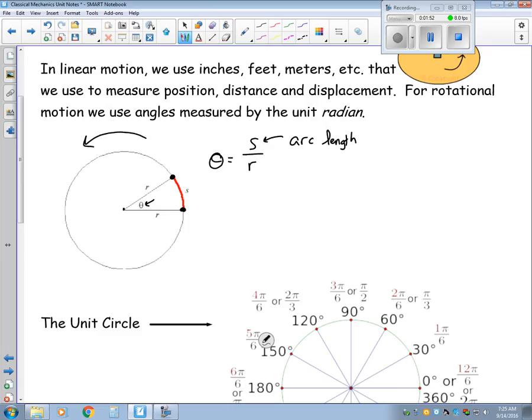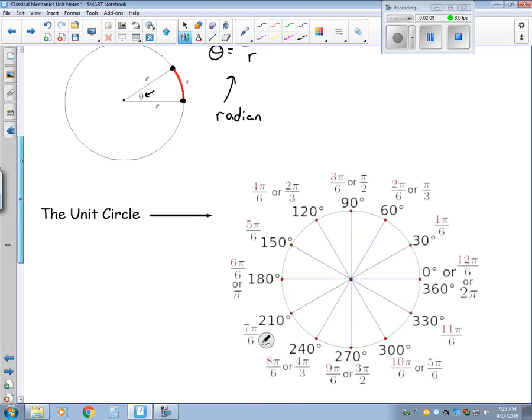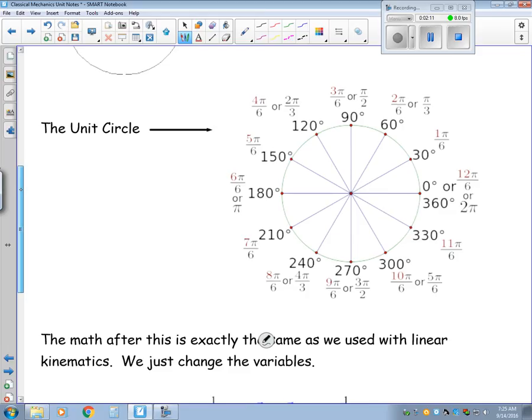So since they're unitless, we have to give them something. Well, we call them a radian. So this formula is the definition for a radian. One of the common tools we have then is something called a unit circle. And this helps us to get an idea for different radians.